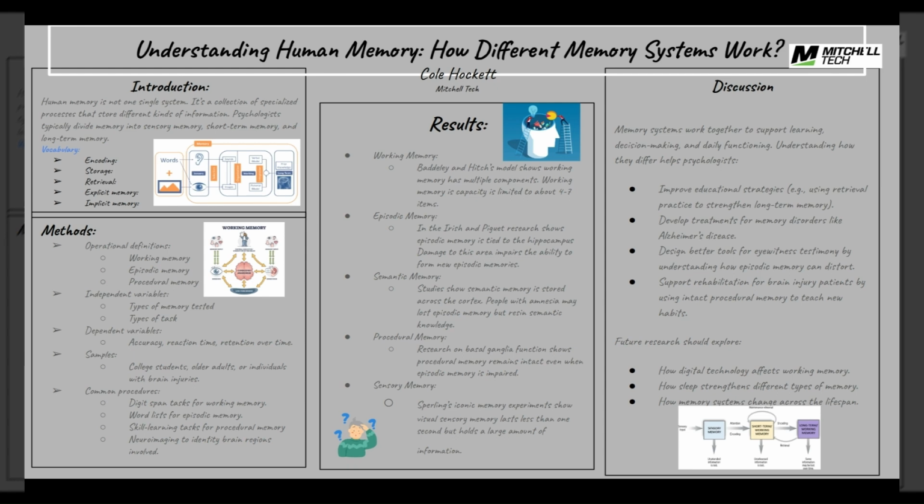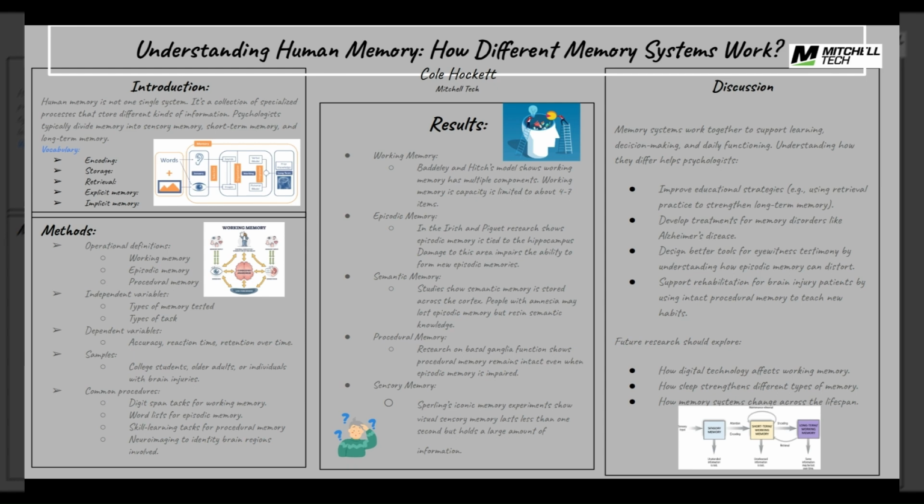Some points I've added are improved education strategies, develop treatments for memory disorders like Alzheimer's disease, and design better tools for eyewitness testimony by understanding how episodic memory can distort things and objects. Support rehabilitation for brain injury patients by using intact procedural memory to teach new habits. Future research should explore how digital technology affects working memory, how sleep strengthens different types of memory, and also how memory systems change across the human lifespan.